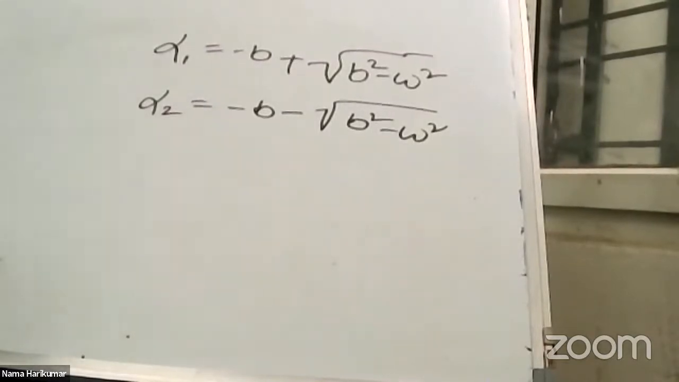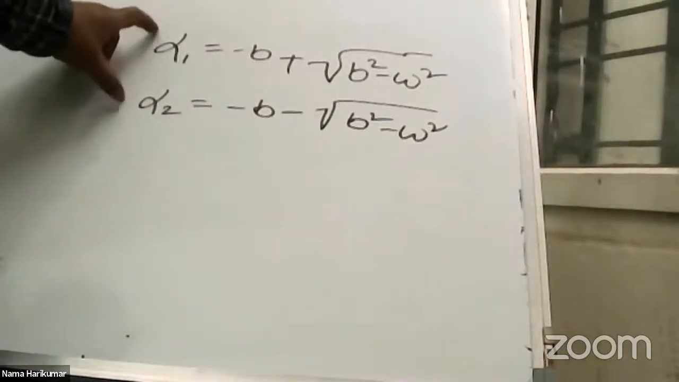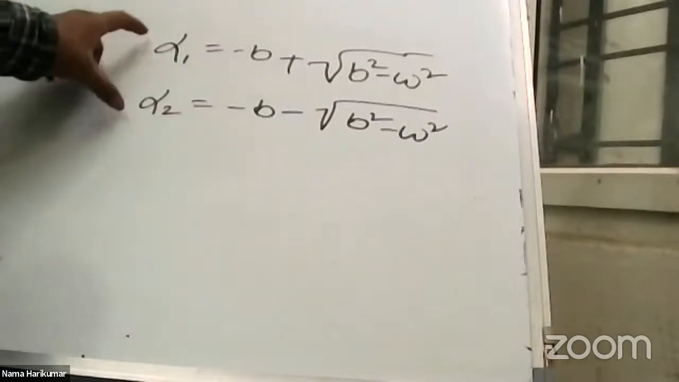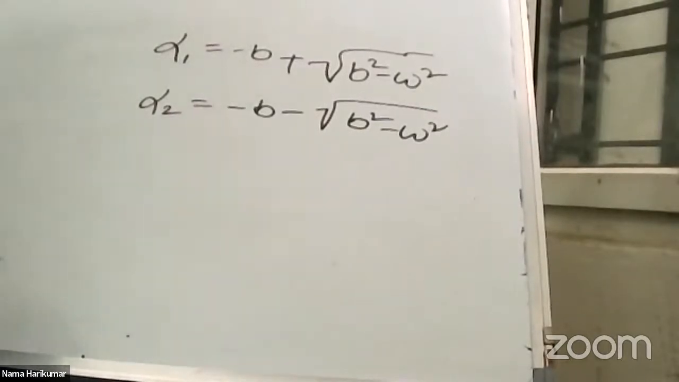Assumed equation is a e to the power of alpha t. These alpha 1, alpha 2 are the general solutions of the damped harmonic oscillator equation. Okay, after that we have to write the conditions. So three conditions are there.